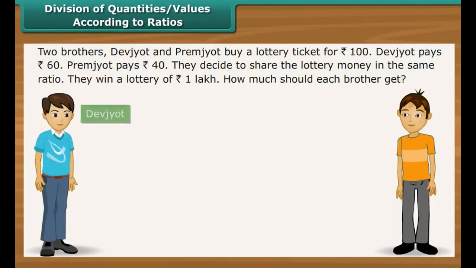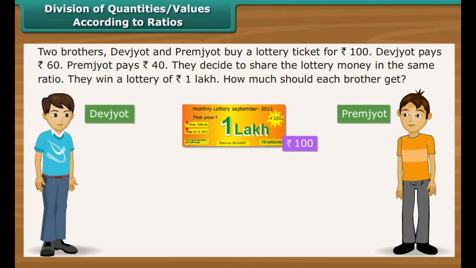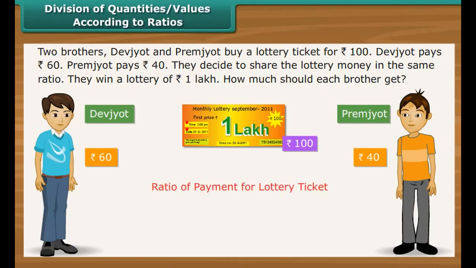Two brothers, Devjot and Premjot, buy a lottery ticket for ₹100. Devjot pays ₹60, Premjot pays ₹40. They decide to share the lottery money in the same ratio. They win a lottery of ₹1 lakh. How much should each brother get? Let us find first the ratio of their payments.